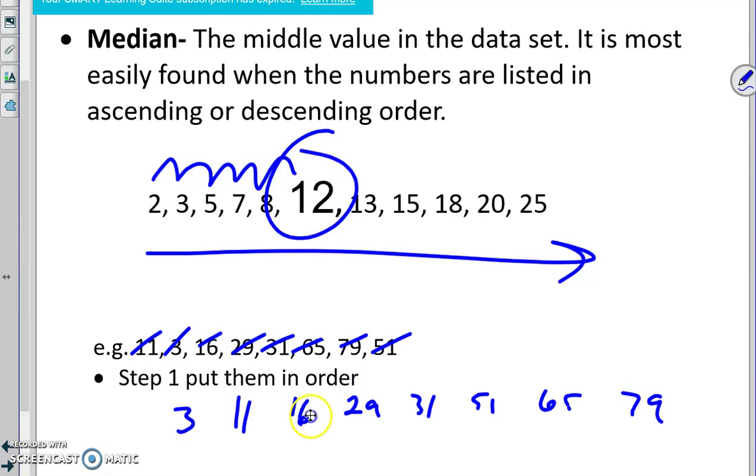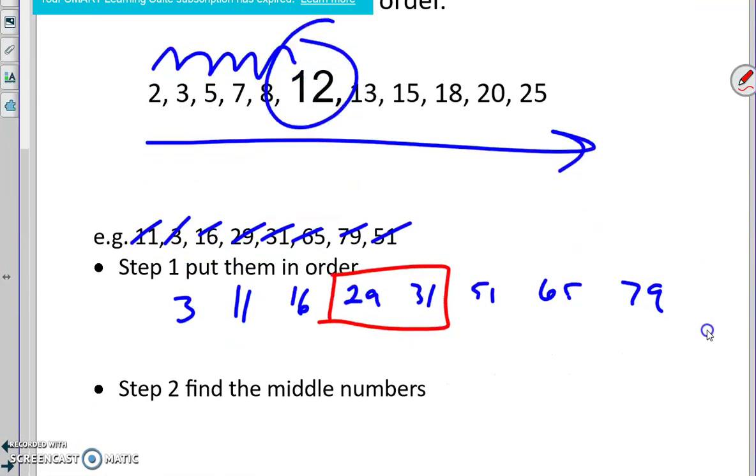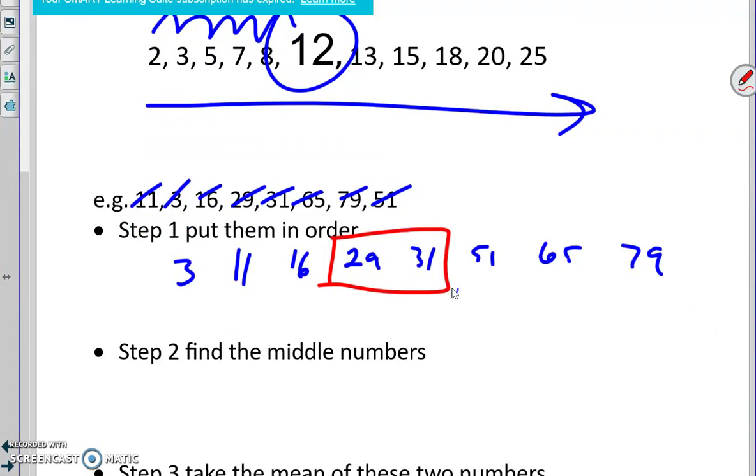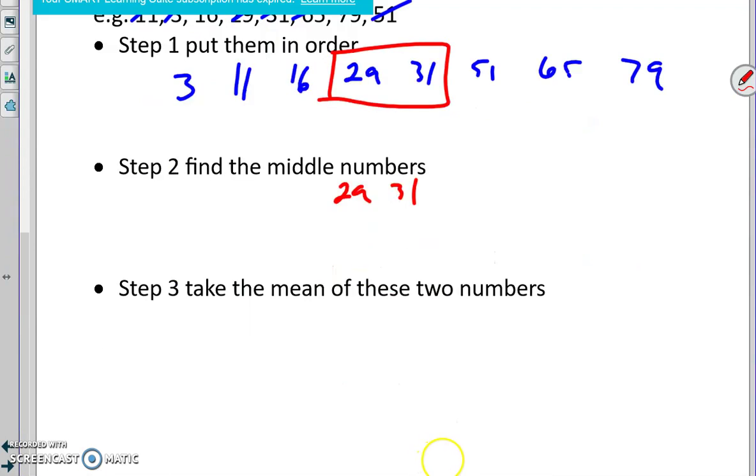Where's the middle? 1, 2, 3, 4, 5, 6, 7. Oh, there's 8. How do we find the middle one if there's 8? Well, if there's an even number, you pick the 2 in the middle and find the average. So 29, 31, that's step 2, find the 2 middle ones. 29 and 31, and then you take the mean. So we're going to go 29 plus 31 divided by 2. I can do this one in my head. The answer's 30.